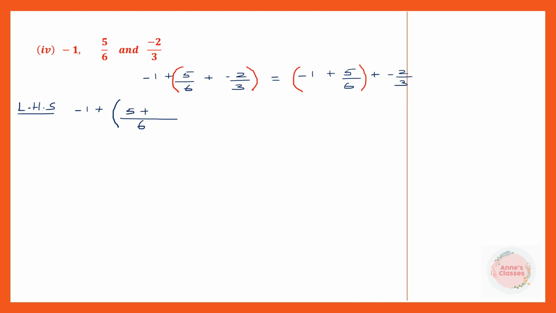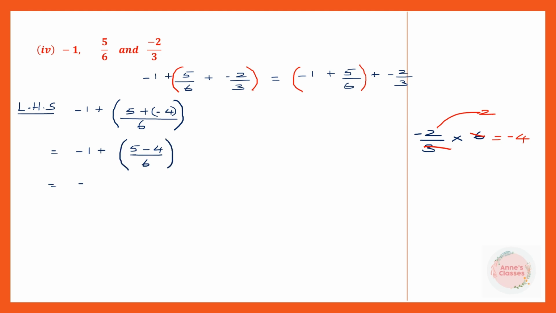Look at the second rational number. It's minus 2 by 3. Take it here and multiply this with the LCM. Cancel 3 and 6. 3 twos are 6. Multiply these two. Minus 2 into 2 is minus 4. So let's write that. So this is plus minus 4. Close brackets. Then we continue. This is minus 1 plus 5 minus 4 by 6.